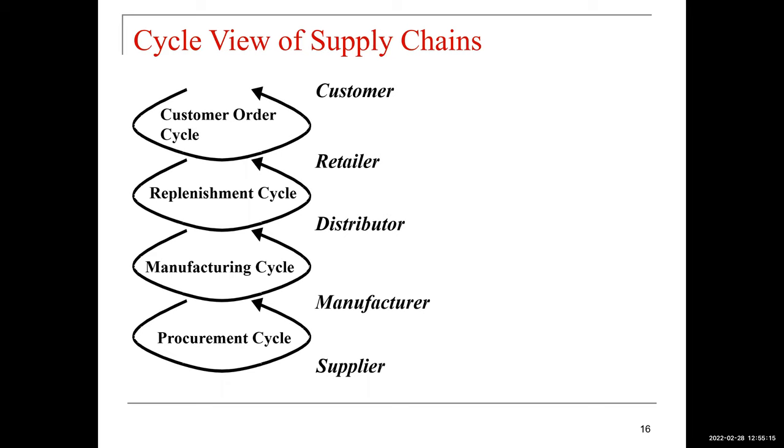So the supply chain is a group of cycles, each cycle at the interface of two successive stages in the supply chain. Each cycle involves the customer stage placing an order and receiving it after it has been supplied by the supplier. One difference is in the size of the order, and the second difference is in the predictability of orders. Orders in the procurement cycle are predictable once the manufacturing planning has been done.